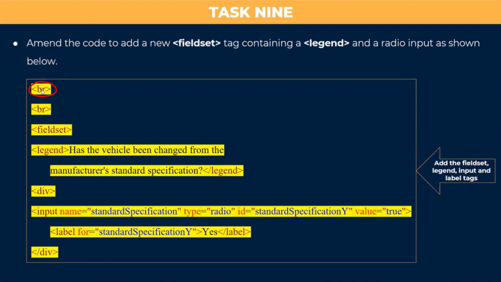So in this case, we're going to have a BR. So we may have two BRs just to move things down. We can have three BRs. Not a great way to do it. We can also do that with styling, but I just wanted to show you that you can have BR followed by BR. We then have a field set, and inside the field set, we have this thing called a legend. So "has the vehicle been changed from" is a legend. We'll see that in a second.